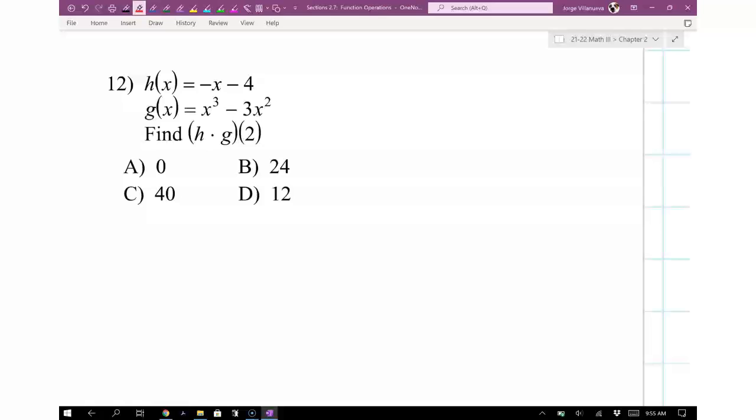h of x is equal to negative x minus 4. g of x is x cubed minus 3x squared. Okay, and they want me to find h times g of 2, which means h of 2 times g of 2. That's what they want me to find. h of 2 times g of 2. What is h of 2? Let's figure that out.